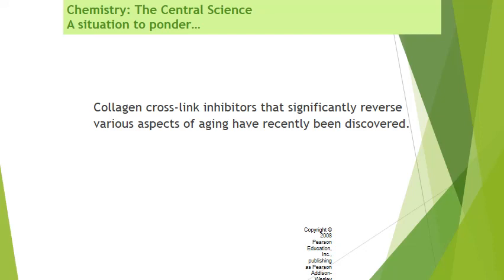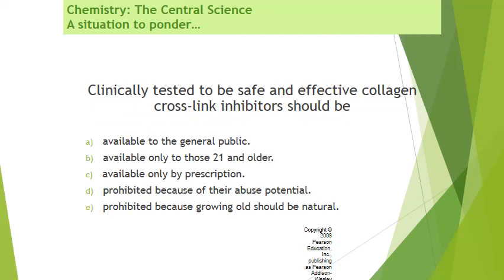So take a look at this statement. Collagen cross-link inhibitors that significantly reverse various aspects of aging have recently been discovered. So what do you think? Should they? Well, what do you think of any of these? Did you understand the question to begin with, or the terminology to begin with? If you don't understand it, there's no way you can make a decision on it.